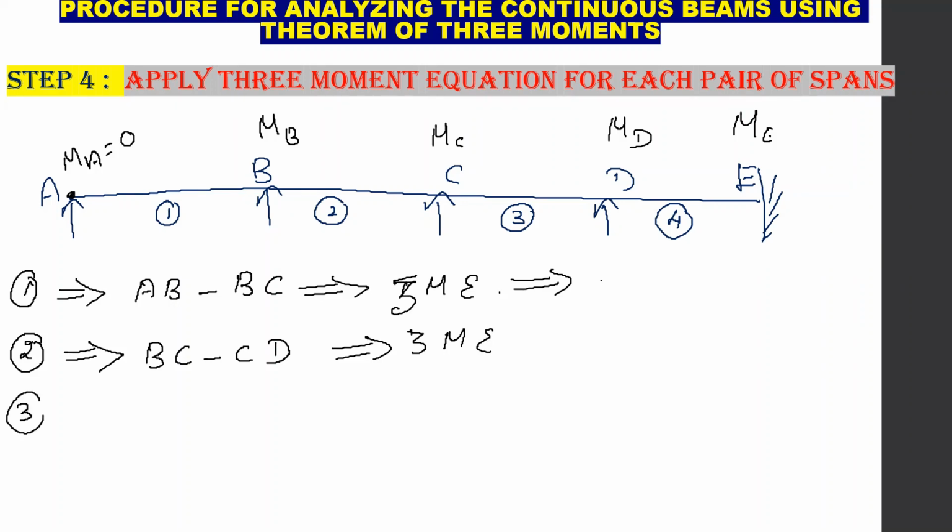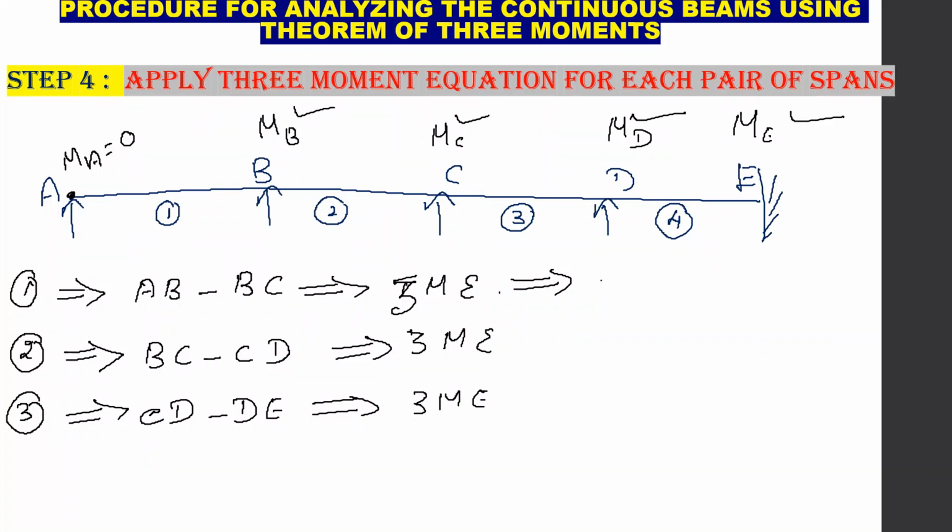For the third equation, we will take the spans CD and DE. Now apply the 3 moment equation, and you will get an equation. Now see, our unknowns are MB, MC, MD and ME. 4 unknowns, but we have only 3 equations.